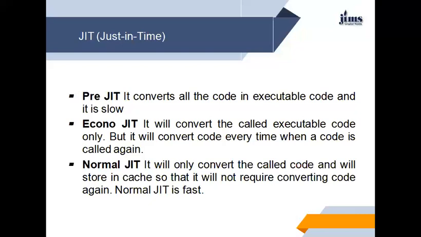The third one is normal JIT. It will only convert the called code and store it in cache. Since it is stored in cache, it will not require converting the code again and again. So this is normal JIT, and normal JIT is fast.